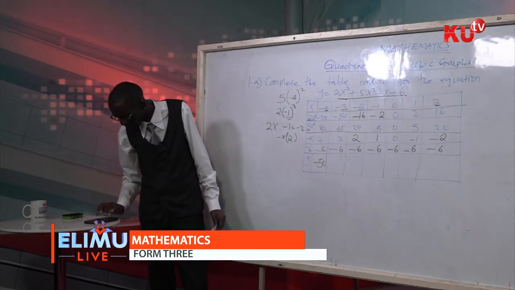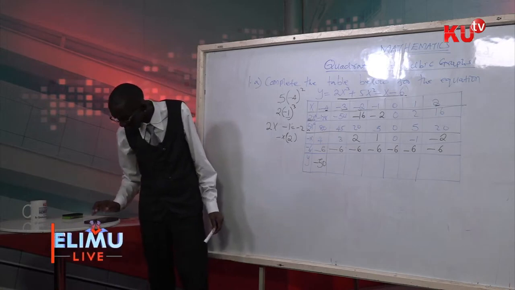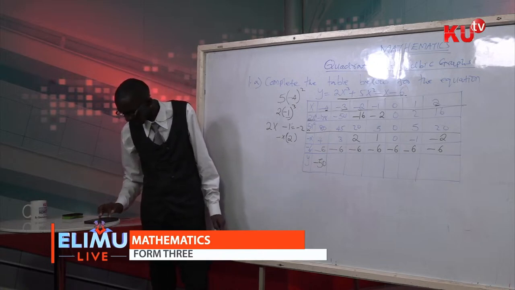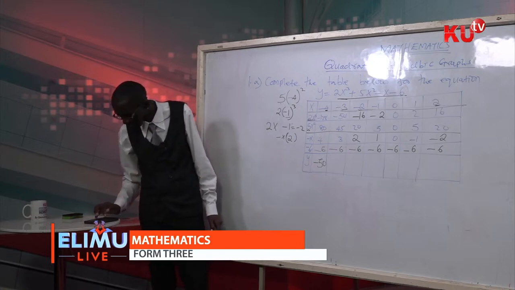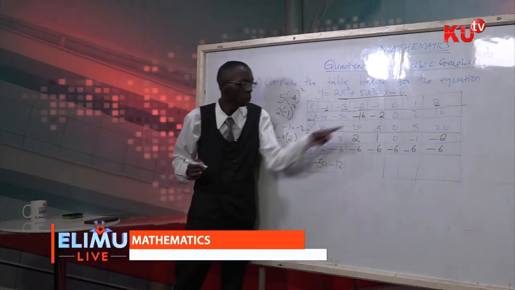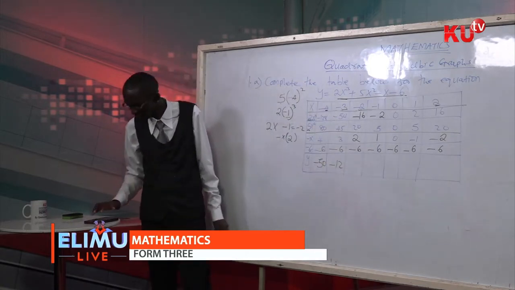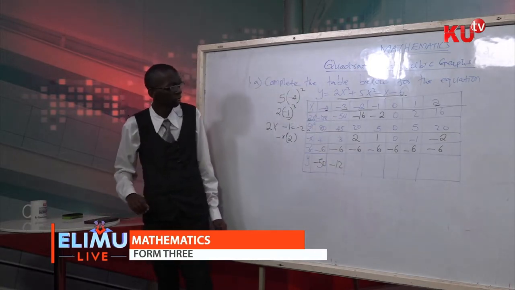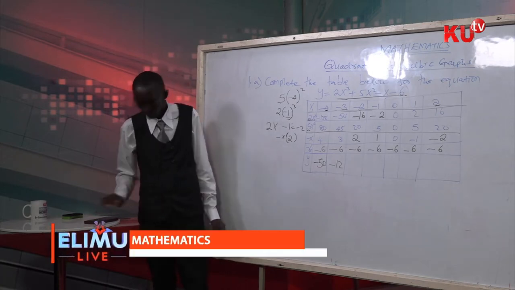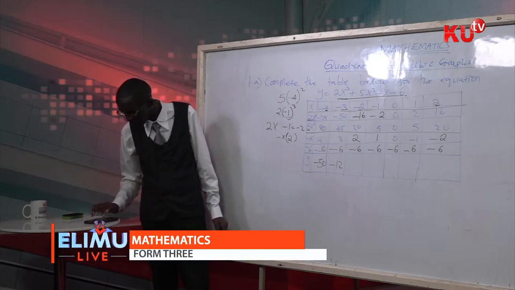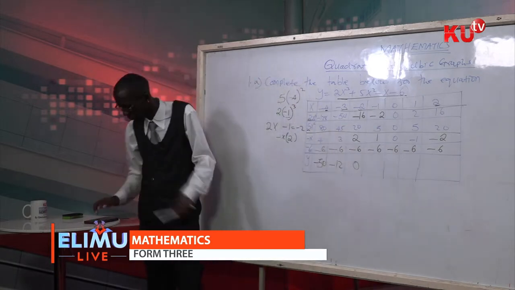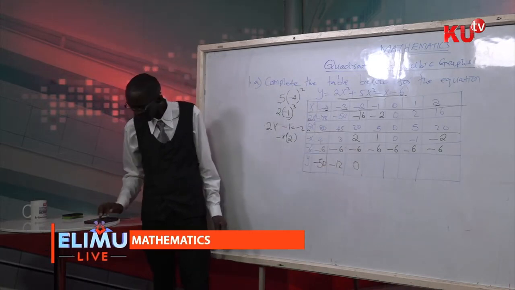Remember, you are not adding the values of x. You start from negative 54. Negative 54 plus 45 plus 3 plus negative 6 plus negative 6. It will give us negative 12. Then we move on to the next one. Negative 16 plus 20 plus 2 plus negative 6 plus negative 6. It will give us 0.